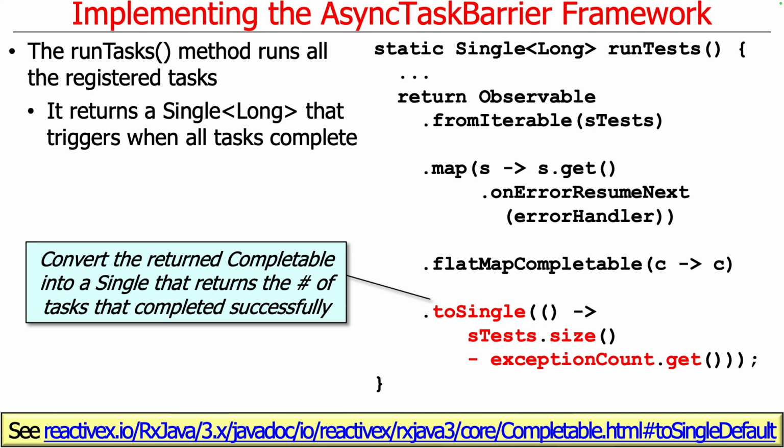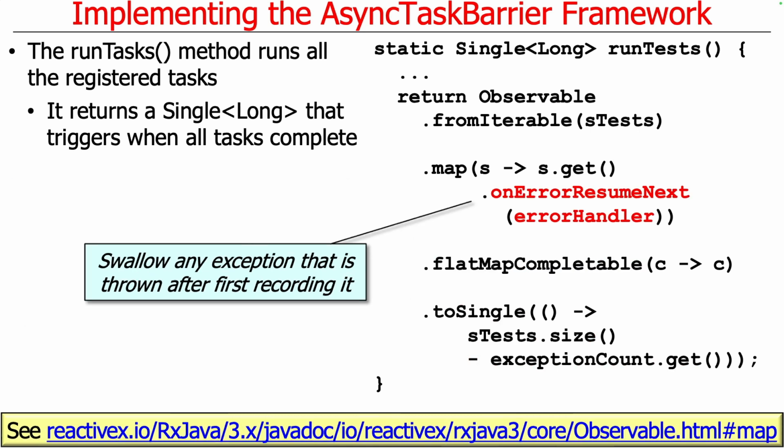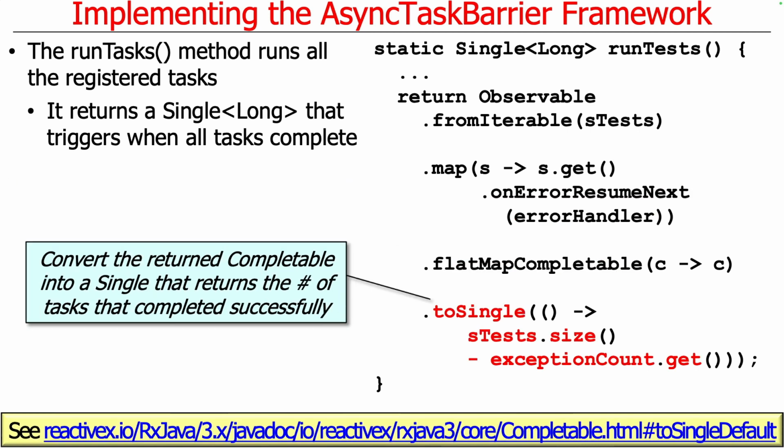And then we're going to use that to figure out how many of the tests actually ran successfully. We do that by taking the original size of the number of registered suppliers, which is the size of the sTasks list that we've been storing things into when we register them. Then we subtract from it the count of exceptions that occurred. That could be 0 if nobody threw an exception, or it'll be whatever it is. That count is updated here when the onErrorResumeNext processing of the error handler runs, which is what updated that count. So that's how we're going to get back the final results for this.